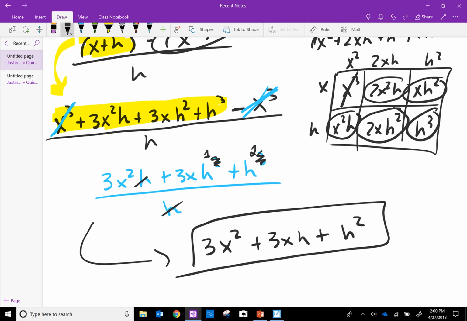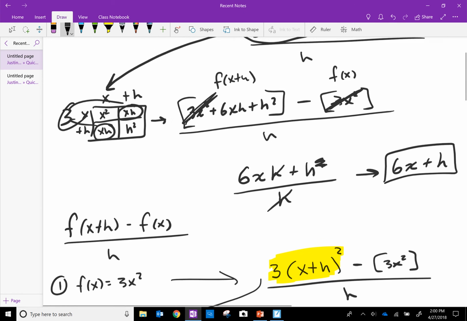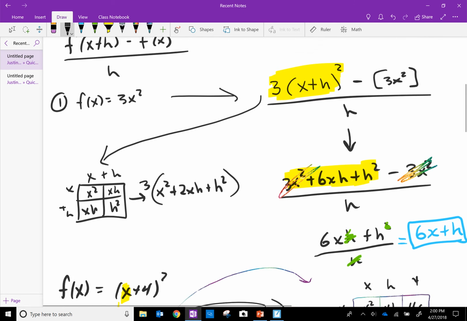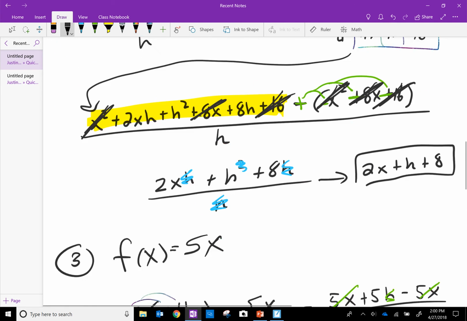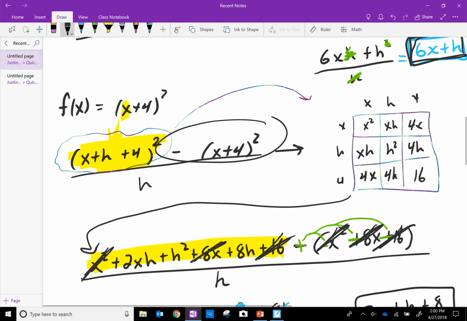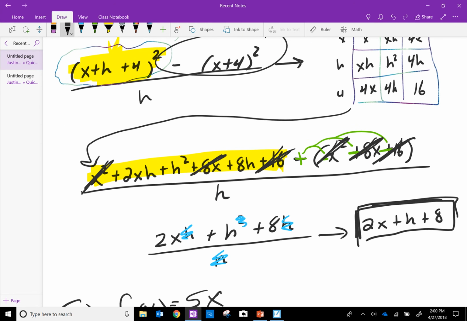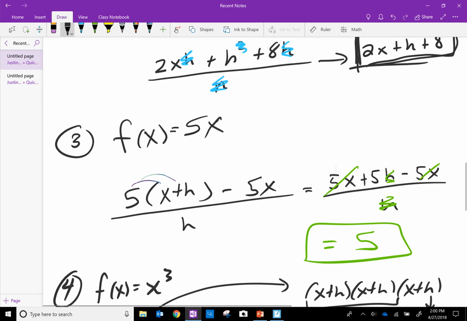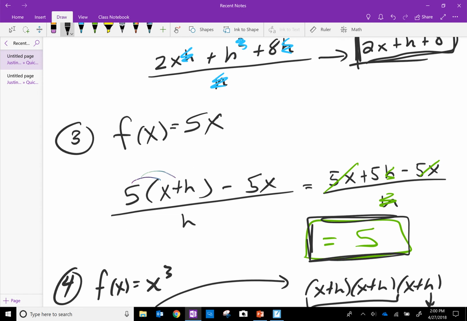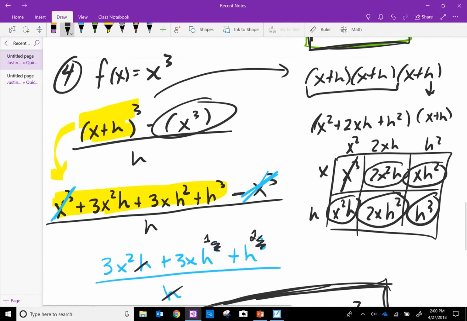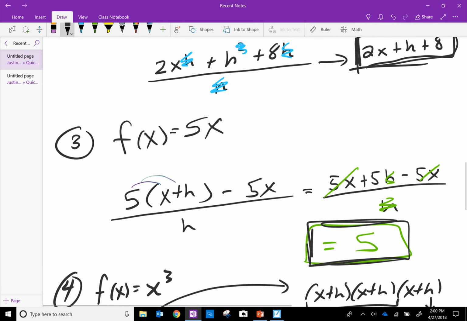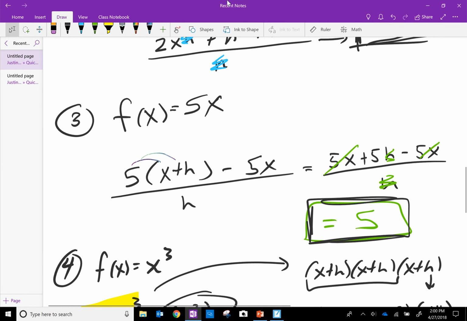All right, so number 1, there it is. Number 1 was 6x plus 3h. Number 2 was 2x plus h plus 8. Number 3 was 5. And number 4 was 3x squared plus 3xh plus h squared. So everyone needs to be able to do the difference quotient when they come in on Monday as we expand on it, going from there using limits.